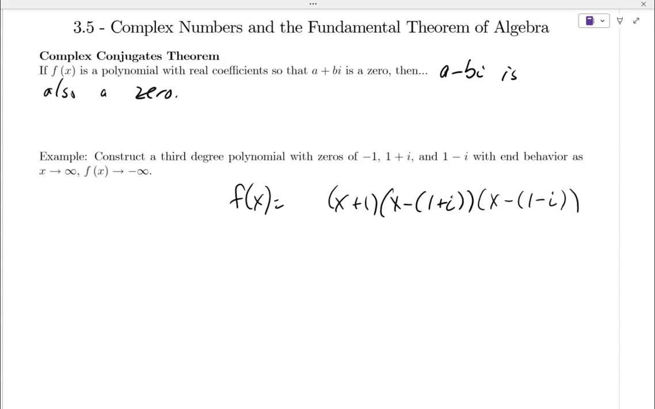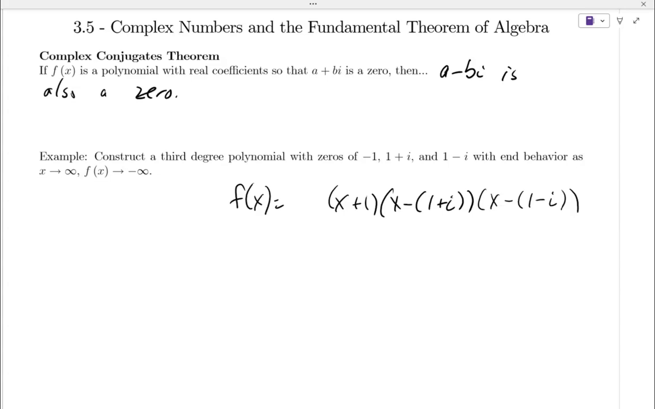Now, this is another type of problem that we've talked about before. What would be the degree of this thing if we multiplied it out? Cubed, right? We've got 3 factors here. You have an x times an x times an x, which gives you an x cubed. So this does give you a third degree polynomial.